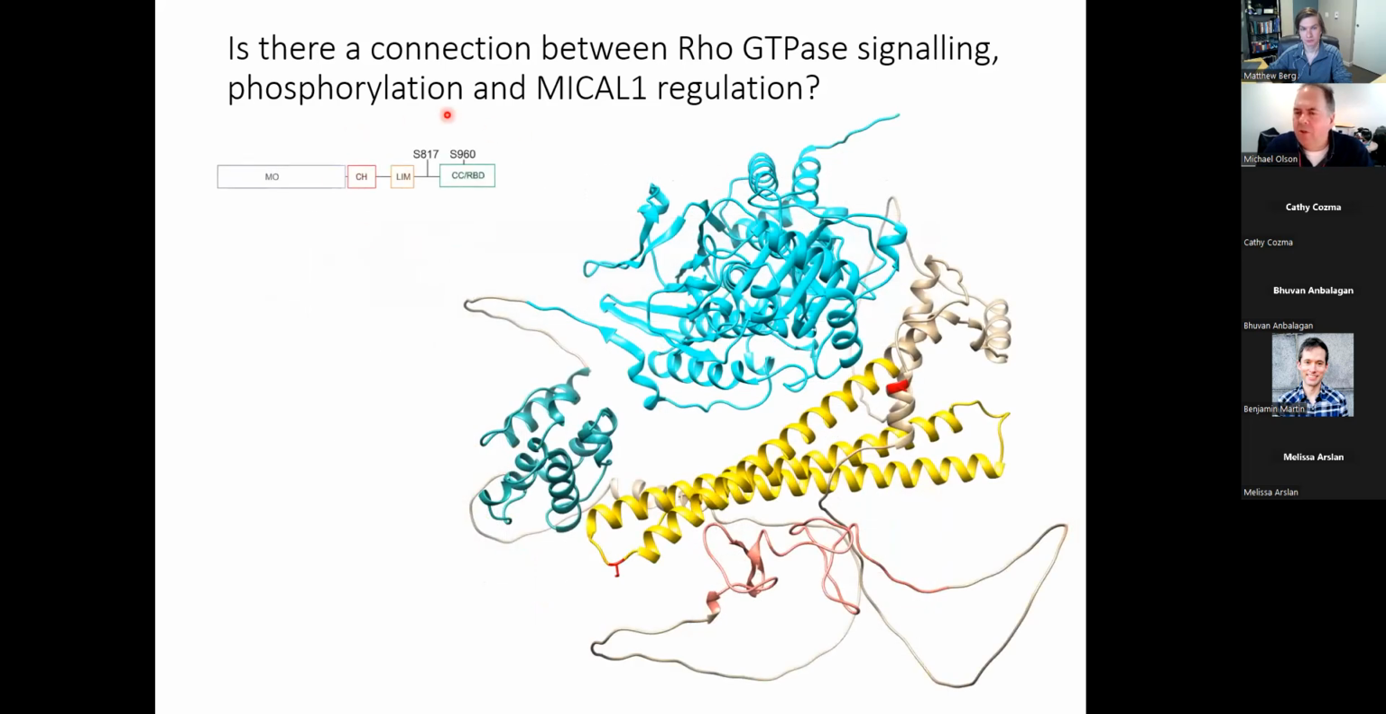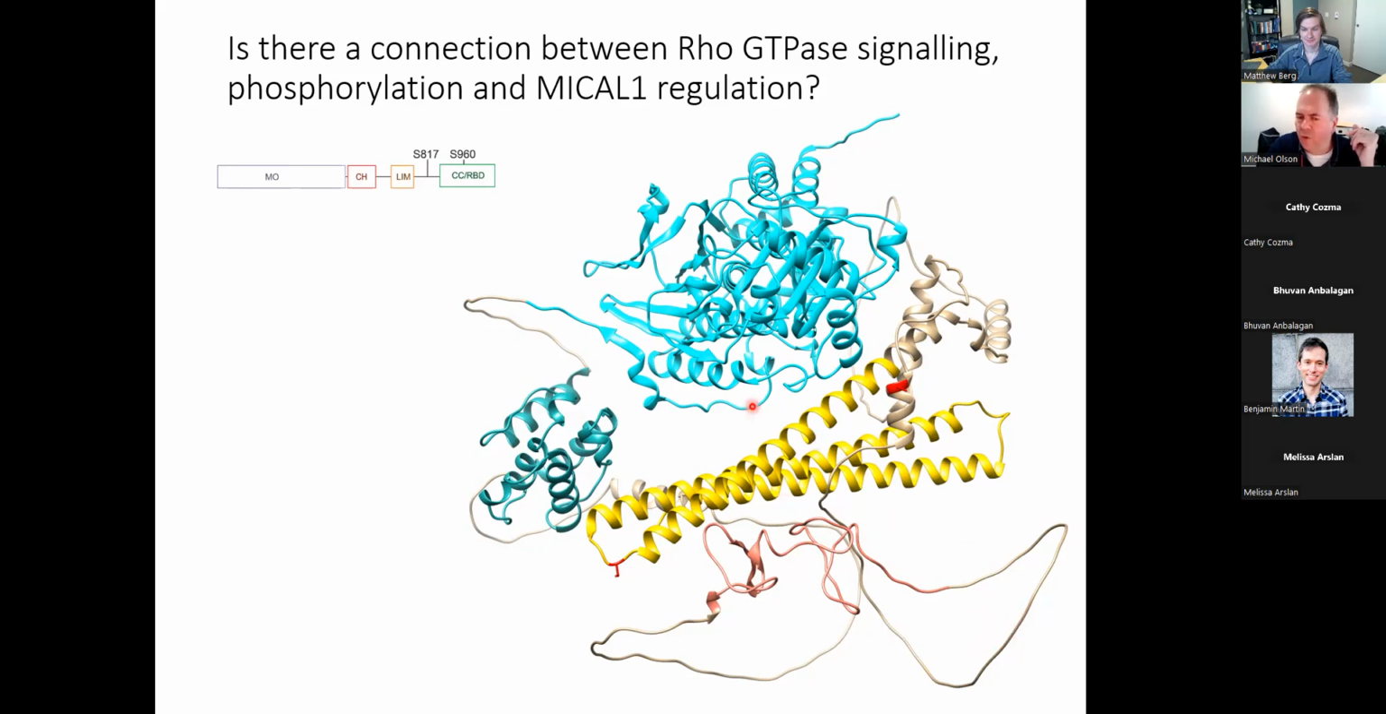So we mapped two phosphorylation sites that PAK is doing on MYO-1, here at serine 817 and serine 960. And in the three-dimensional structure that's been predicted by AlphaFold, 960 is here at this turn between these three alpha helices, and 817 is here at this particular alpha helix. This is the monooxygenase domain. This is the calponin homology domain. This is the Rab binding domain.